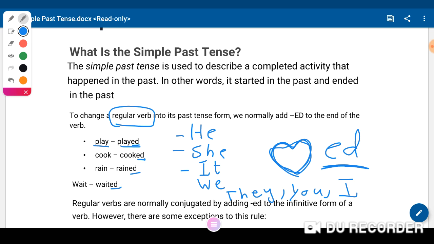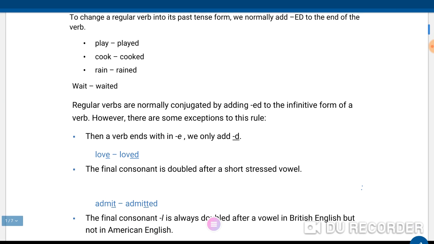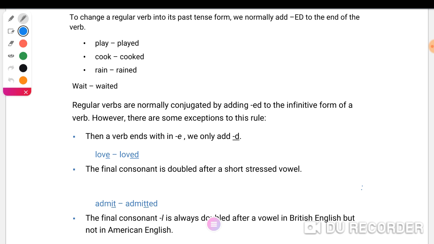So as you see here, we added ed with most of the verbs, and we call these verbs regular verbs because they are ordinary, they are simple, they are not complicated anymore. Regular verbs are normally conjugated by adding ed to the infinitive. Infinitive means the original form of the verb. However, there are some exceptions to this rule. What are my exceptions?